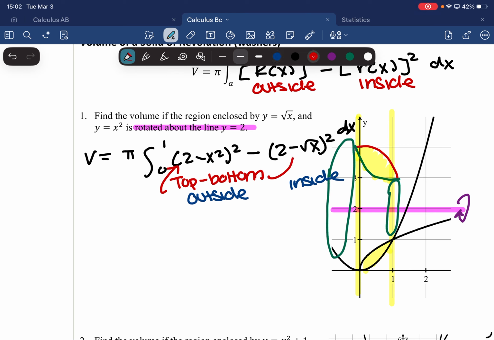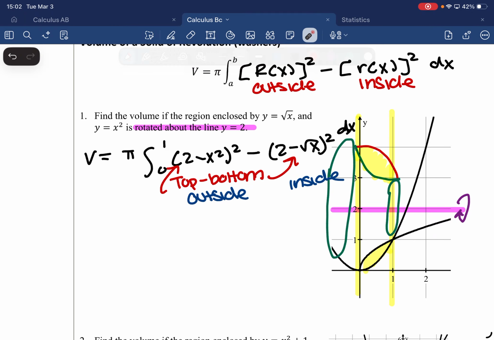Where did the 2 come from? The line, y is equal to 2. So that is our top function. When you're comparing top and bottom, you're always going to look at the line that you're going to rotate around and then where your original area is. In this case, our original area was below the line.